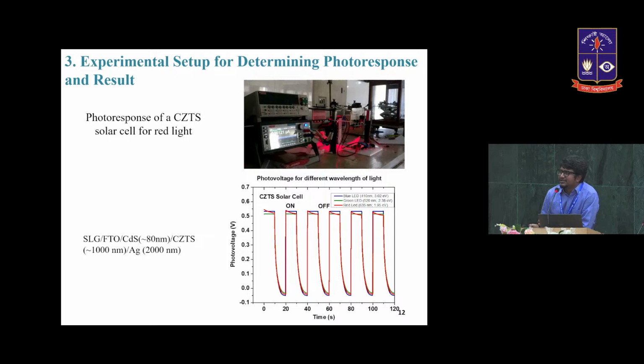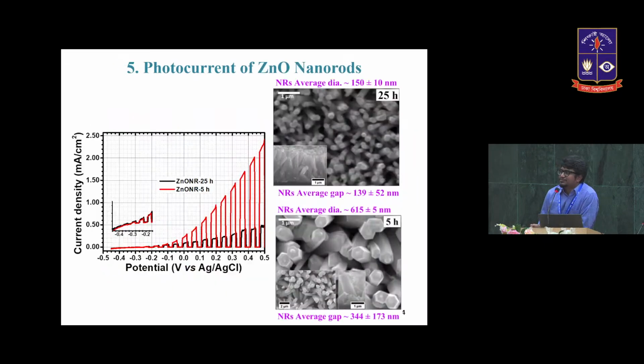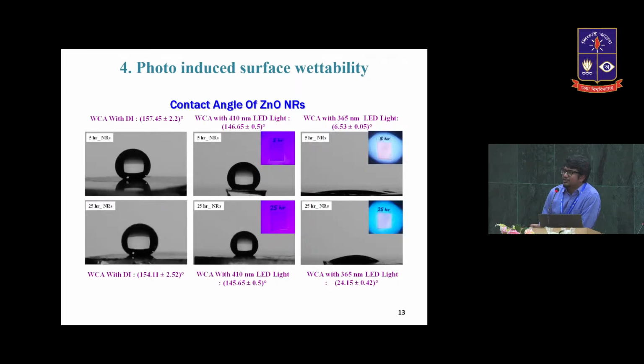We have developed zinc oxide nanorods in our lab. For example, we have two types of nanorods. The top figures are for one sample and the bottom figures are for the other. I'm going to explain the top sample, what is happening here.